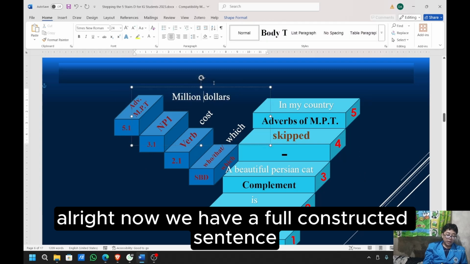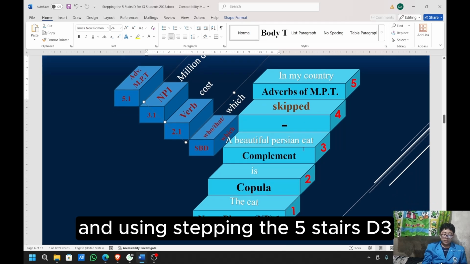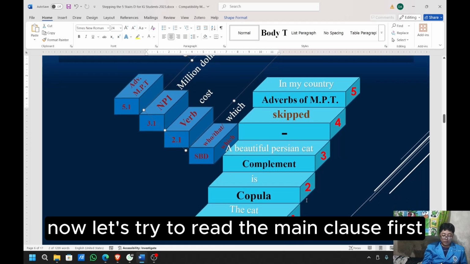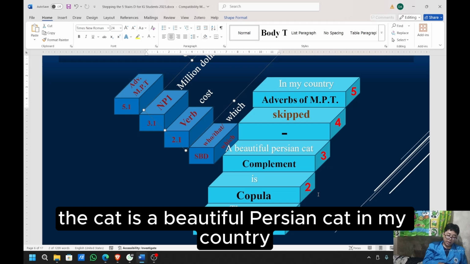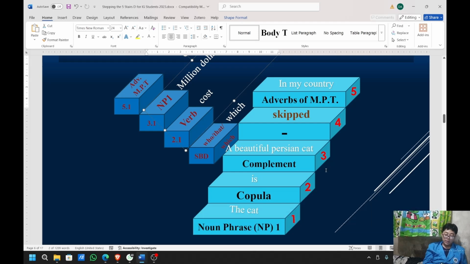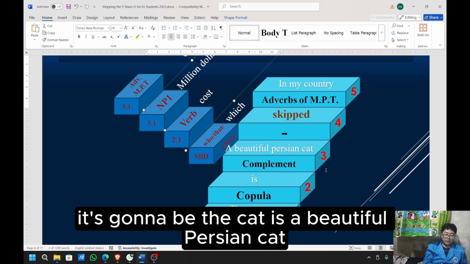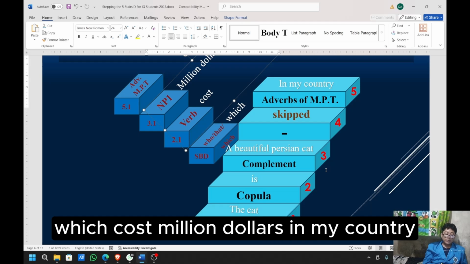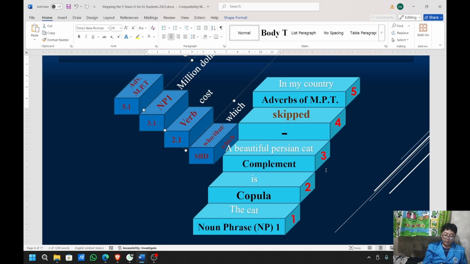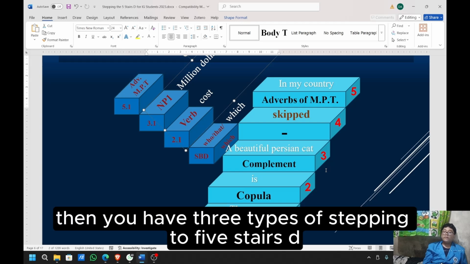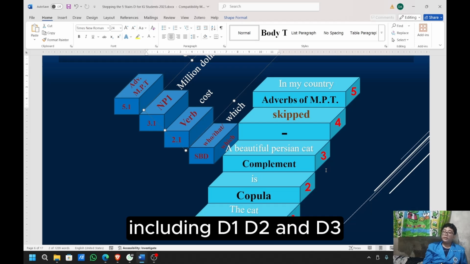Now we have a fully constructed sentence using stepping the 5 stairs D3. Let's read the main clause first. The cat is a beautiful Persian cat in my country. Now if we combine it with the relative clause, it's going to be: the cat is a beautiful Persian cat which costs $1 million in my country. There you go. Then you have 3 types of stepping the 5 stairs D, including D1, D2, and D3.